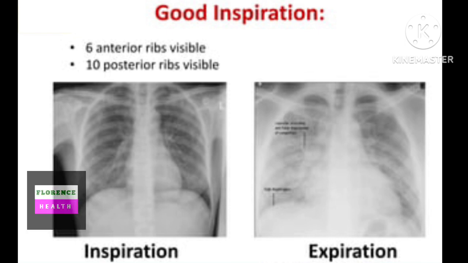On the right side, it is an expiratory one as less than 9 posterior ribs are visible above the diaphragm. To decide whether a film is inspiratory or expiratory, you have to count how many posterior ribs are visible above the diaphragm. If 9 to 10 ribs are visible above the diaphragm, then it is an inspiratory film. If less than 9 ribs are visible above the diaphragm, then it is an expiratory one. In this case, you have to ask for a fresh one.